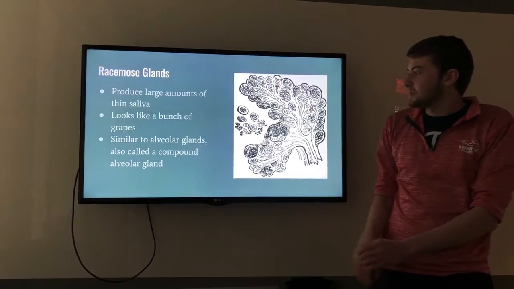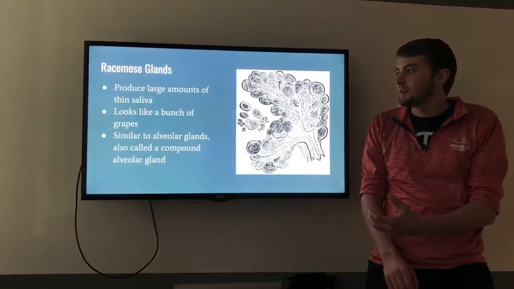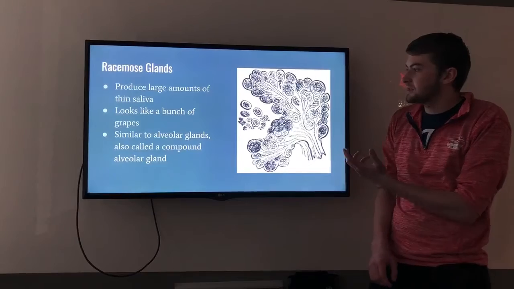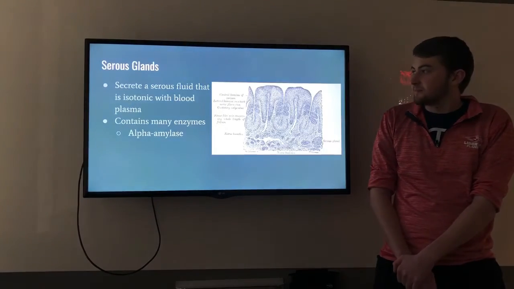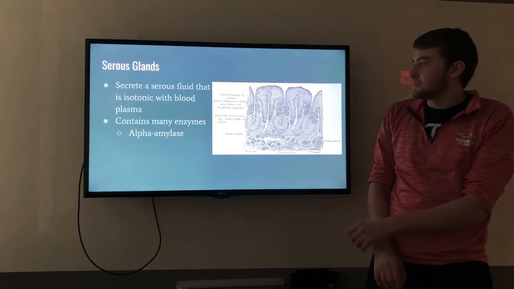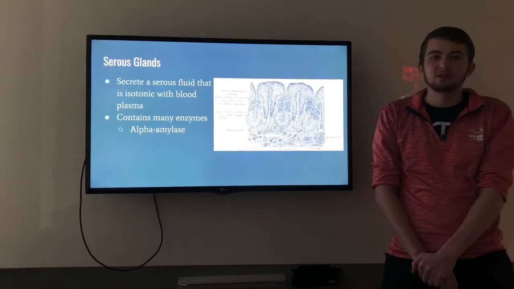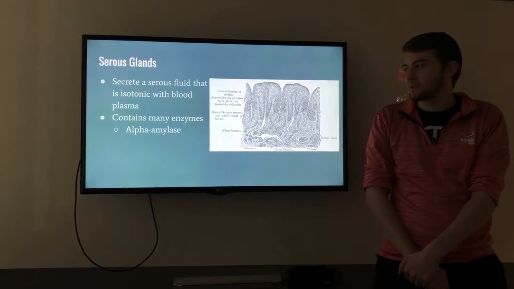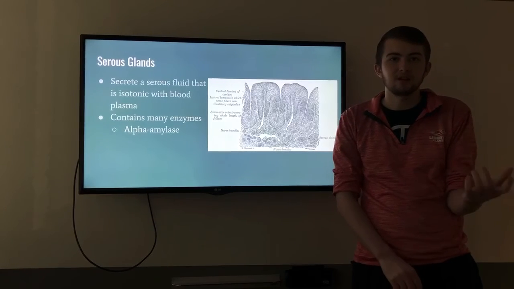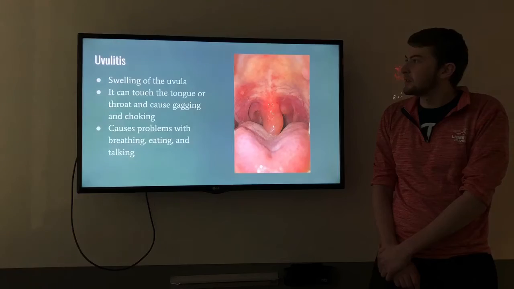The racemose glands, pictured here, produce large amounts of thin saliva, and they look like a bunch of grapes, similar to alveolar glands. The serous glands, here, secrete a serous fluid that is isotonic with blood plasma, and it contains many enzymes, one of which is alpha amylase, which Maggie talked about. It's the first enzyme used in food digestion.